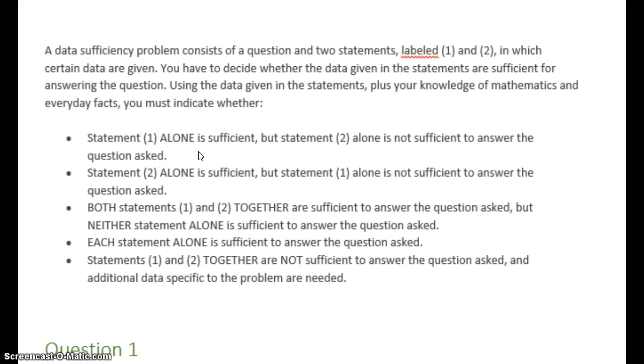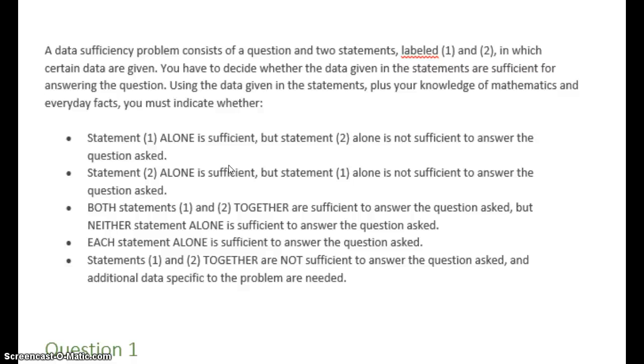Now we are going to look at three questions of a kind known as data sufficiency problems. In these types of questions, a question is asked and two statements are given. You have to answer whether the question can be answered using A, only the first statement, which is sufficient, but the second statement alone is not sufficient to answer the question. B, if the second statement alone is sufficient, but the first statement cannot answer the question by itself. C, if you need both the statements together to answer the question, but neither statement alone is sufficient to answer the question.